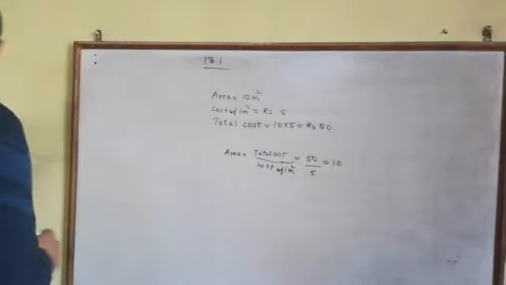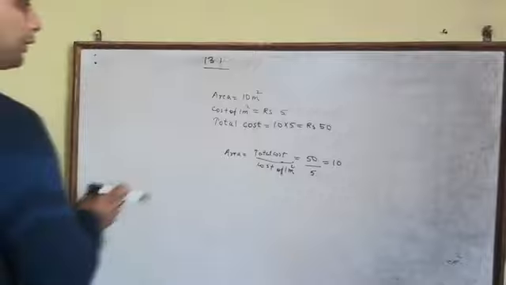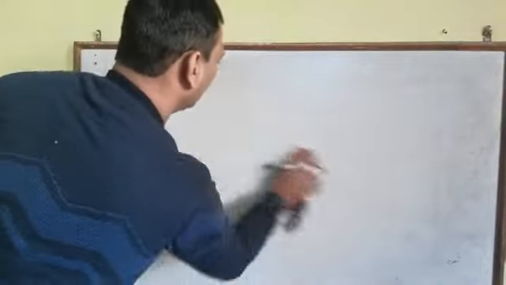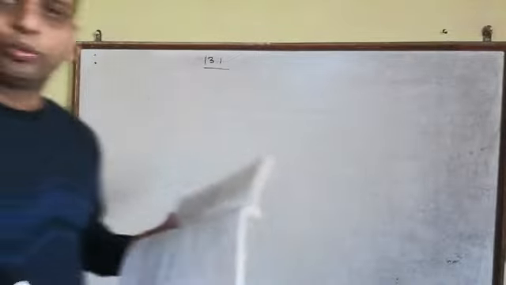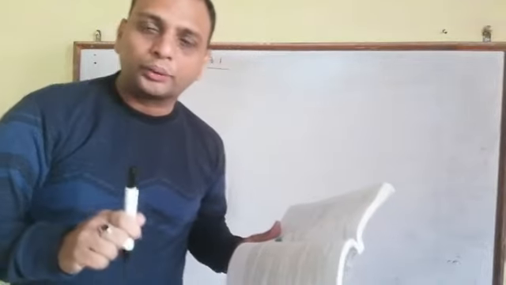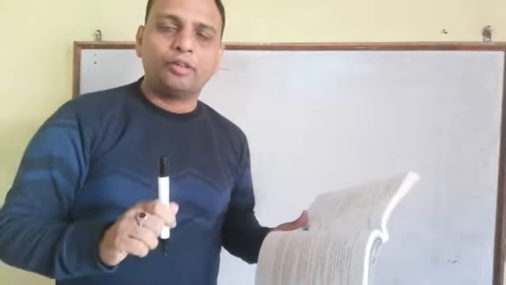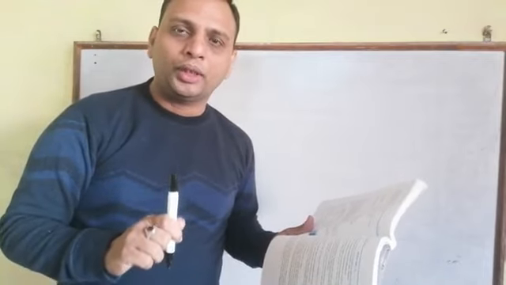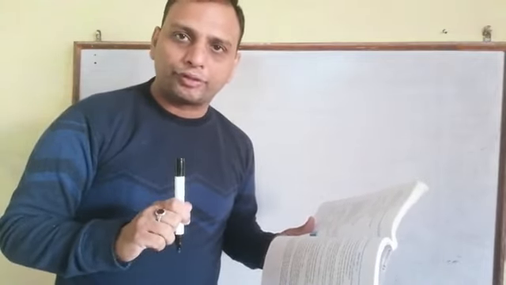Now in the same way we are going to solve question number 3. In question number 3, it is asked to find the area of only 4 walls. I told in the previous class, when we have to find the area of 4 walls, it is equal to the lateral surface area.